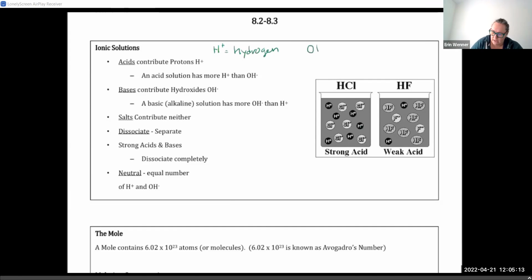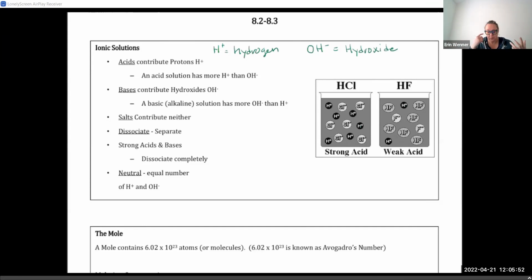So OH negative means hydroxide. And so bases have a larger amount of hydroxide ions than hydrogen ions. So the two extremes are still very caustic. I can't say acidic because we are already associating acidic with acids, but they will both eat through materials. They're very caustic. So we have basic or alkaline solutions on one end, and acidic solutions on the other end.